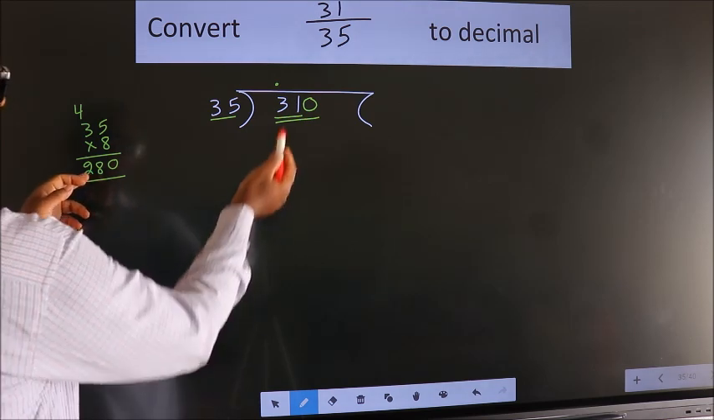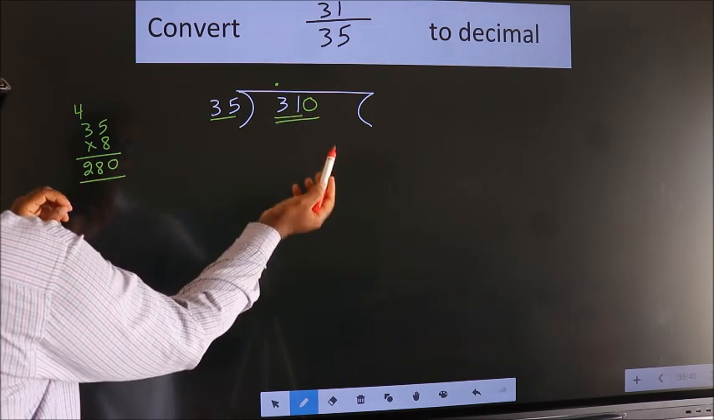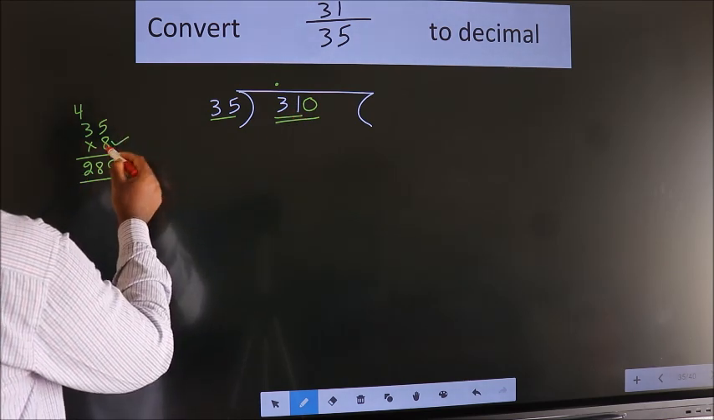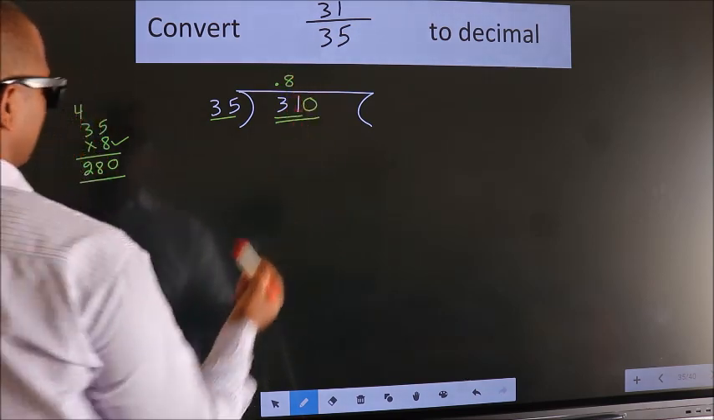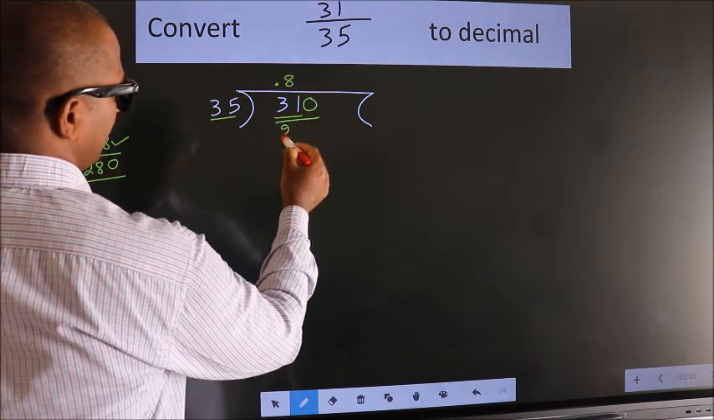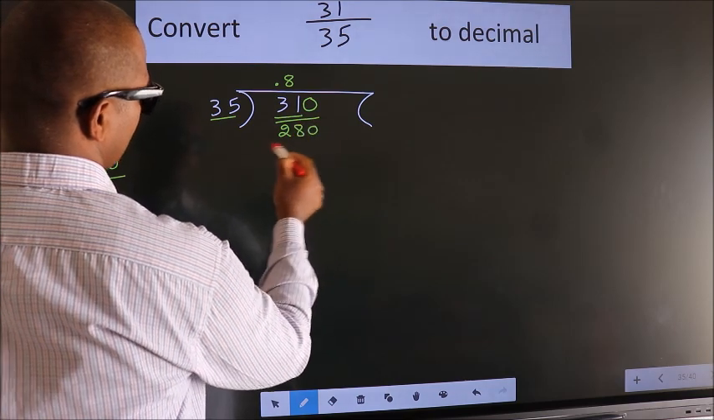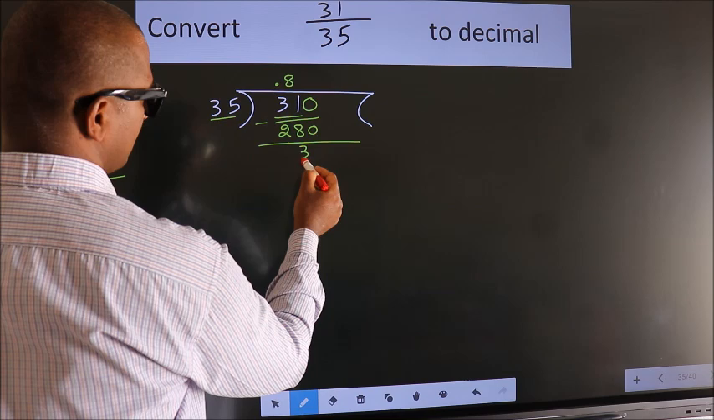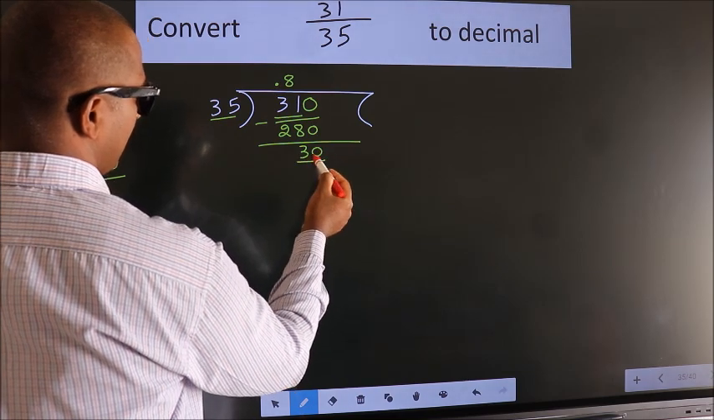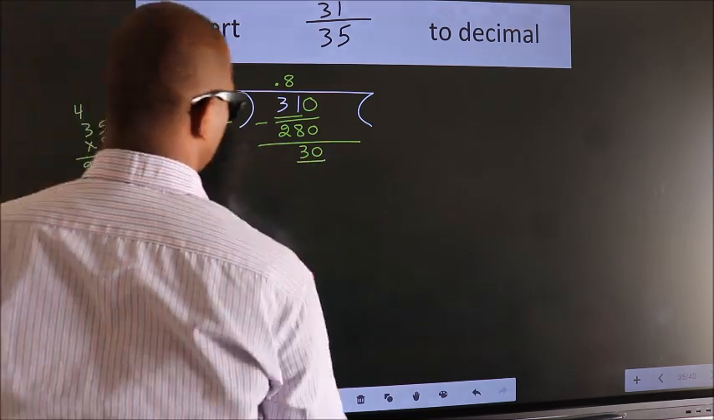So 280 is close to 310. So we should go with 8 times. So 35 8s, 280. Now we should subtract, we get 30. Here we have 30, here 35.